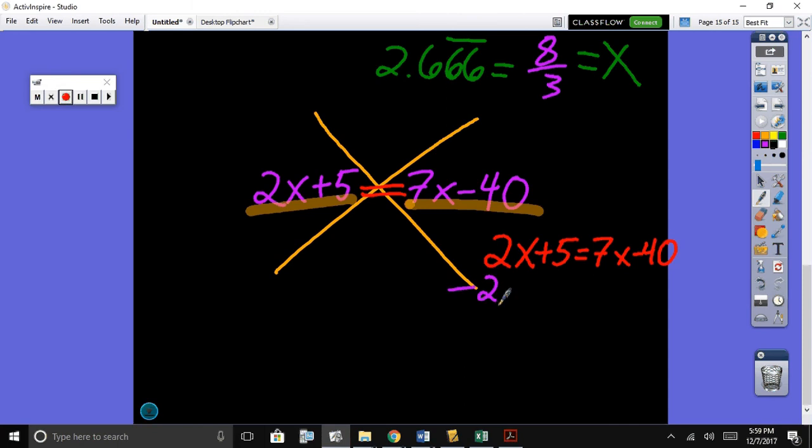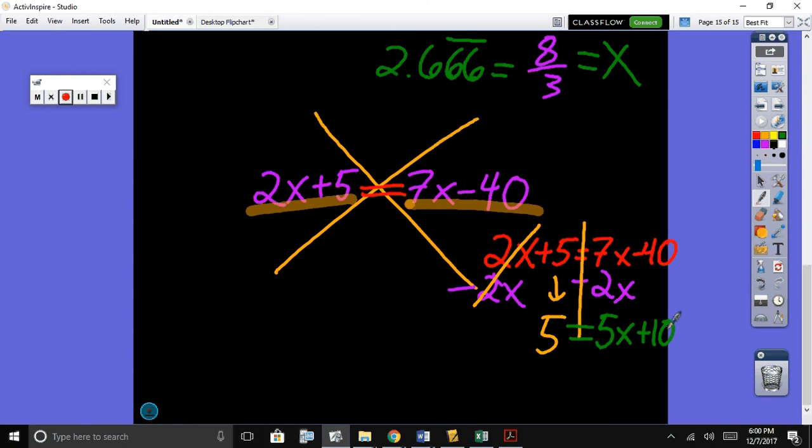So I'm going to subtract 2x on both sides. While writing this, please write 2 and x, not just minus 2, because those are not the same thing and they are not combinable. 2x minus 2x cancels out. We're going to bring down 5, so we're left with 5 equals 7x minus 2x. If I have 7 things and I take away 2, I'm left with 5x plus 10.